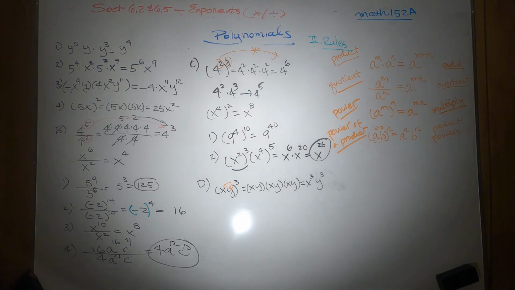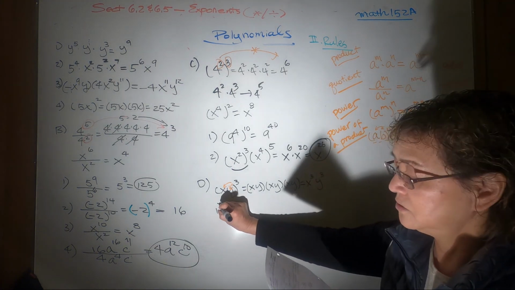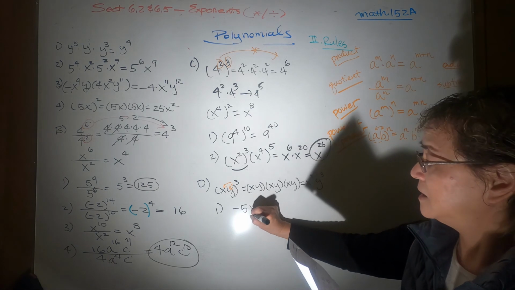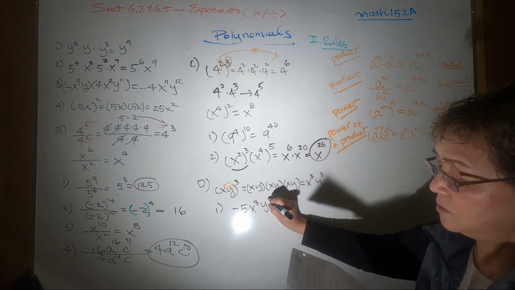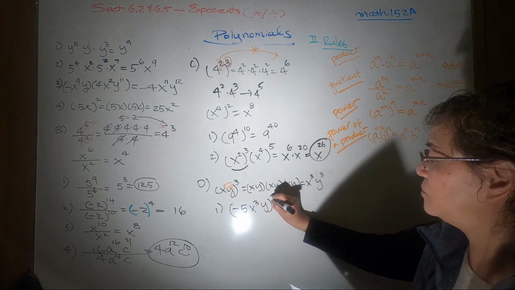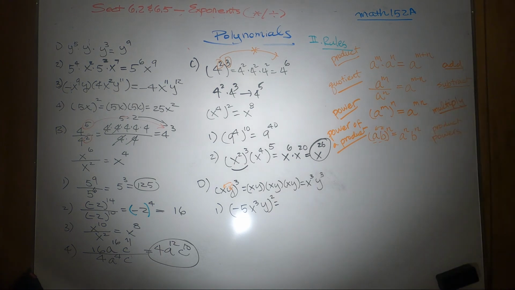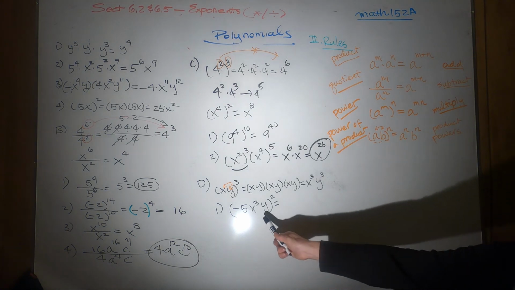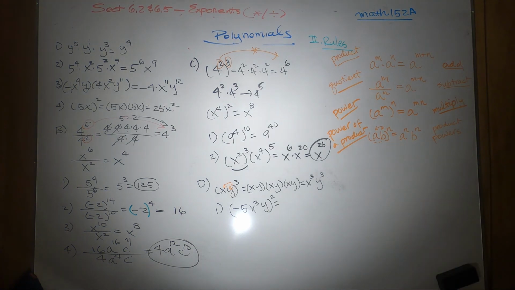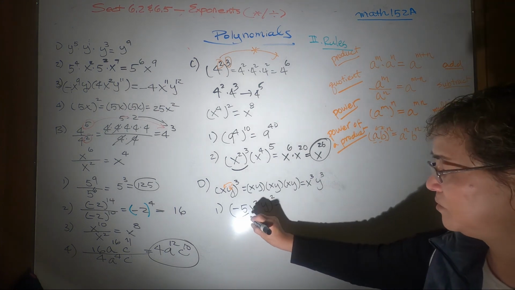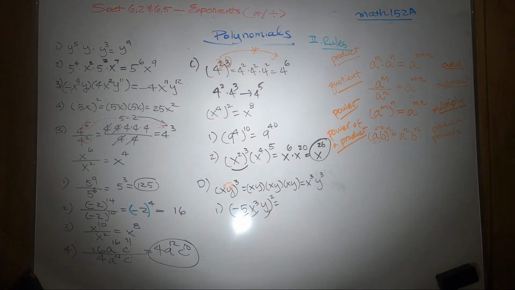Okay. And let's see some examples. So if we have (-5x³y)². You have -5. How many bases inside the parentheses? 3 things. One is the number, one is the x, one is the y.